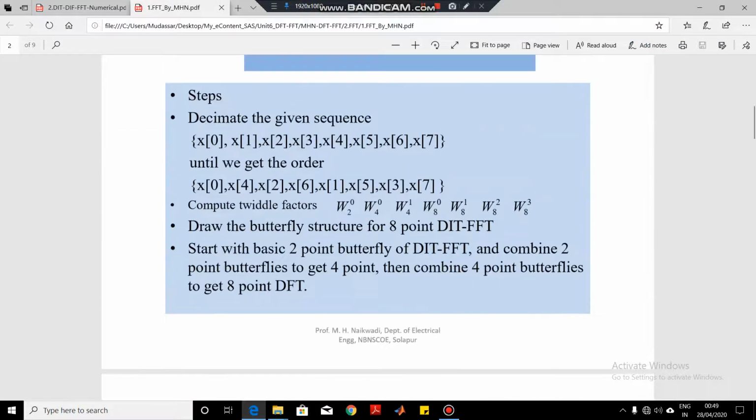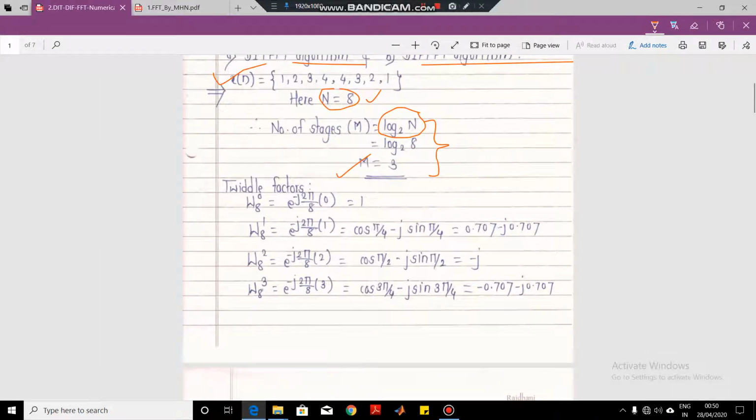The second step here is to compute the twiddle factors. So how to compute the twiddle factors? We require W at 0, which is nothing but e raised to minus j 2 pi 0 upon 8. This is the formula for the twiddle factor. e raised to 0 is 1, so this is 1. W at 1 we will get this way. Now how to compute e raised to minus j 2 pi by 8? By using Euler's identity: cos theta minus j sin theta. So cos theta is this one, sin theta is this one. So you are getting 0.707 minus j 0.707. So this is W at 1. We compute W at 2, we compute W at 3.